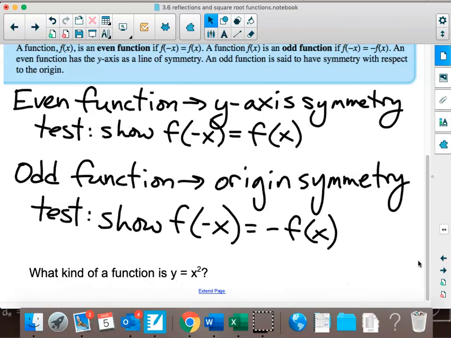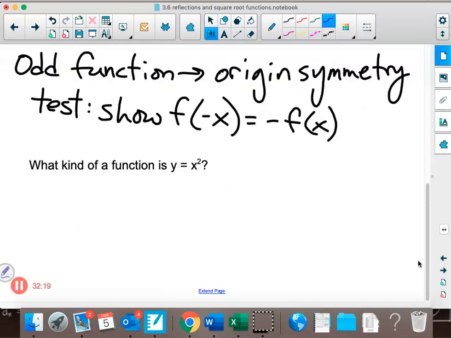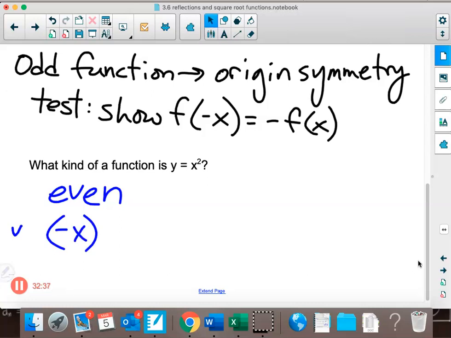Now, we already answered what kind of a function is y equals x squared. Yeah, that's the shape of the graph, but as far as even or odd, it's even, right? Because it has y-axis symmetry. Now, y equals x squared is even by looking at it, but what if we had to prove it? If you have to prove it, the first thing you find is f of negative x. So you replace your x with a negative x.